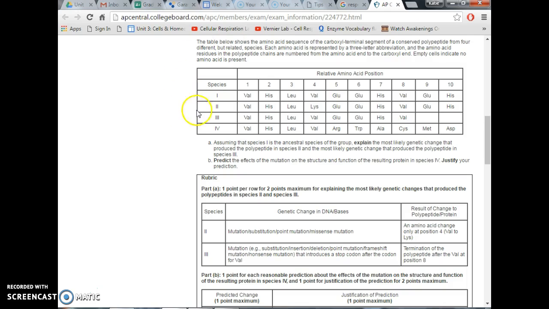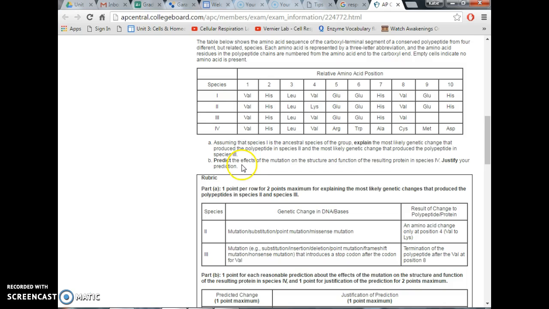This question, they give you 4 unknown species and their amino acid sequence, and you have to do 2 things with that. You have to explain the most likely genetic change that produced the polypeptide in species 2 and the most likely genetic change that produced the polypeptide in species 3. And then the second part of that question is to predict the effects of the mutation on the structure and function of the resulting protein in species 4, and then you have to justify that prediction.